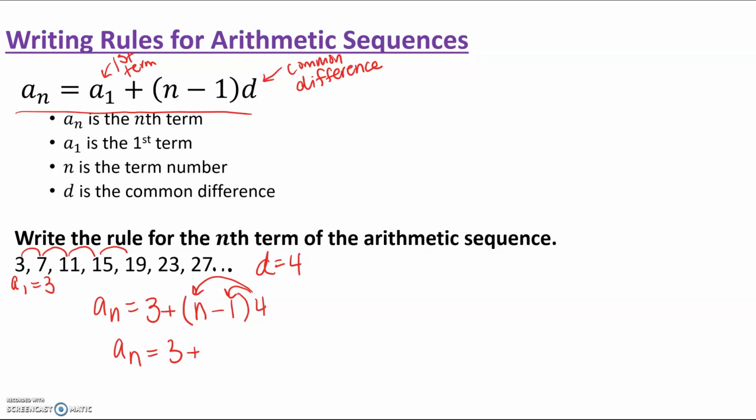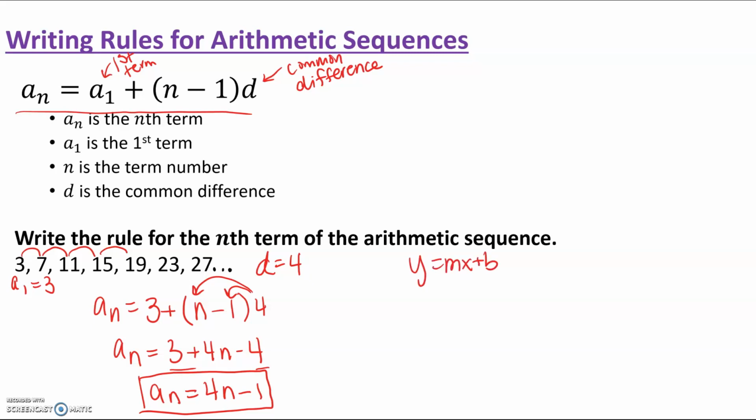So we have 3 plus 4n minus 4, and then combine those like terms. So our rule looks like 4n minus 1. We had some that looked like this in our 8.1 notes. A lot of them I drew a graph for or noticed something that was a constant rate of change. So we thought about it kind of like y equals mx plus b. That's why our rule looks a lot like that.